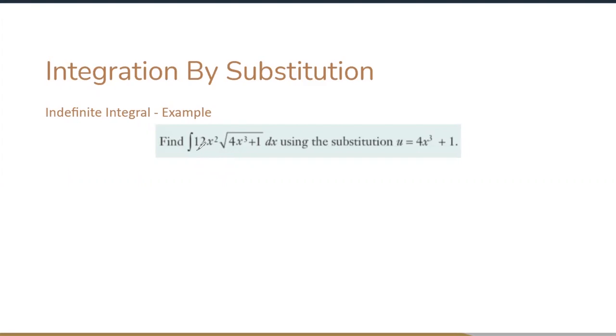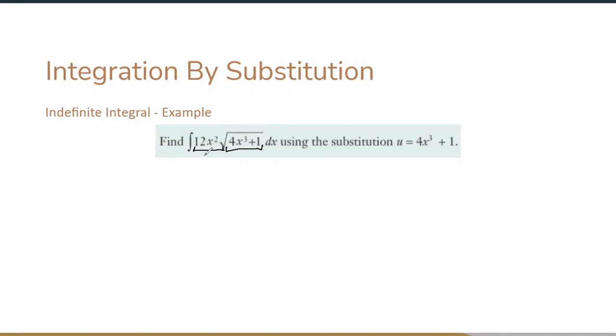So here we've got a function, it's 12x squared times another function, which is the square root of 4x cubed plus 3. Normally if we were differentiating this, we would look at using the product rule. But unfortunately, there is no product rule for integration. So what we have to do is use this new method, which is integration by substitution.